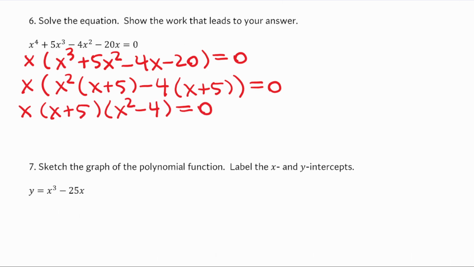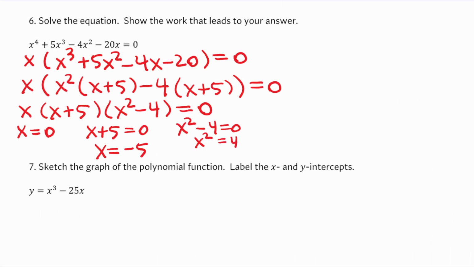Now, if your goal is to just factor this thing all the way, or you love difference of 2 squares, then you could factor x squared minus 4 also. But I think I'm going to stop my factoring here, because each of these factors I can solve. So x equals 0, that's already solved. x plus 5 equals 0 would give me x equaling -5. And x squared minus 4 equals 0 would give me x squared equals 4, and I could take the square root of both sides. I just have to remember to bring in that plus or minus, right? Because there are 2 numbers that if I square them, I get 4, and that'd be 2 and -2.